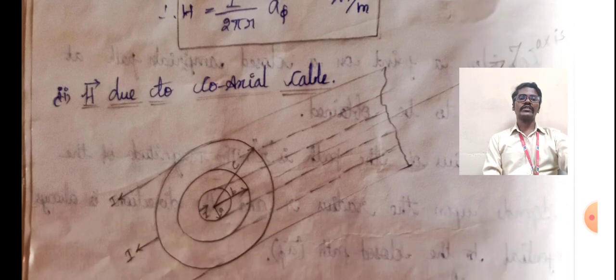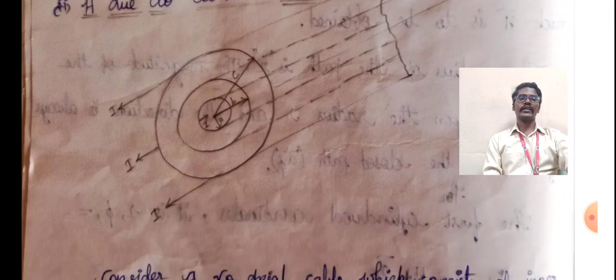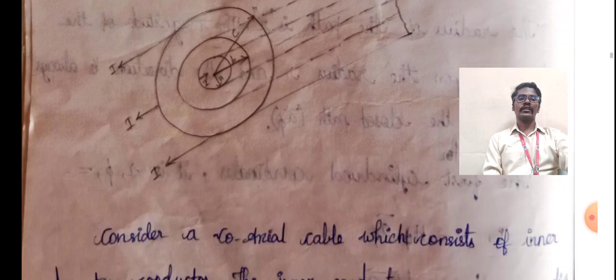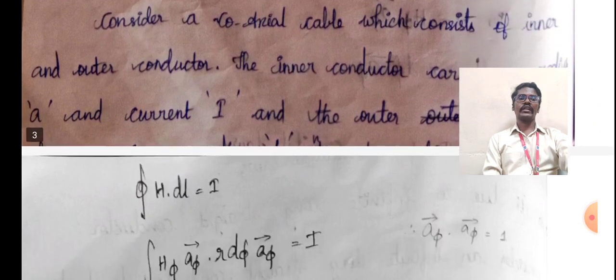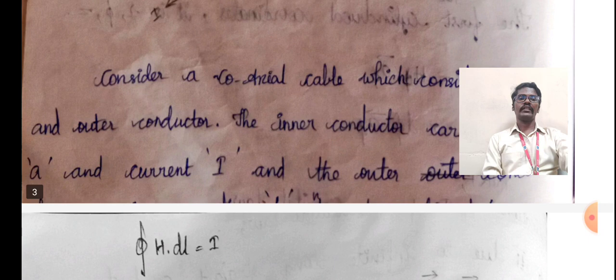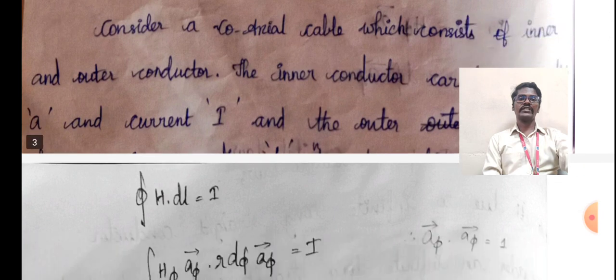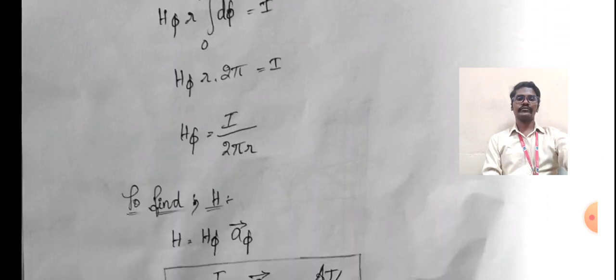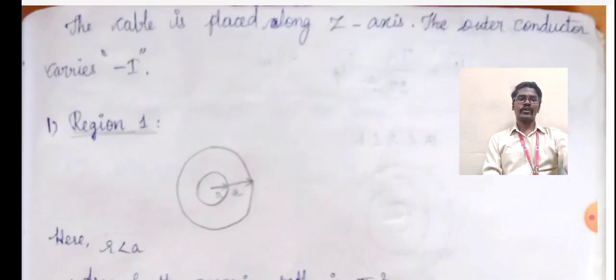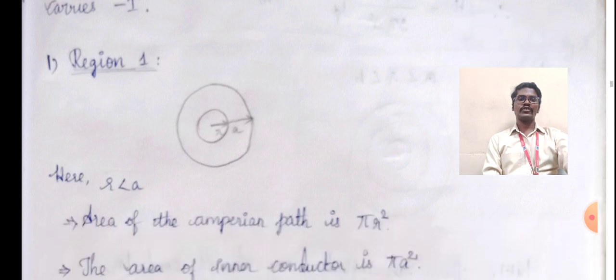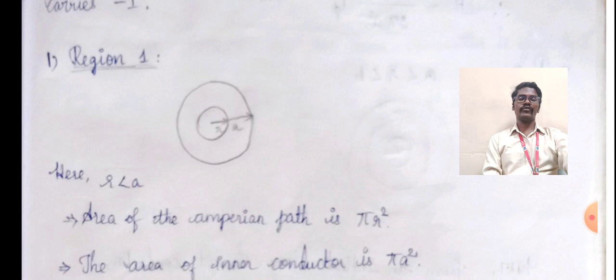Next, we are going to show the H vector due to a coaxial cable. We consider a coaxial cable which consists of an outer conductor and an inner conductor. The inner conductor carries a current I, and the outer conductor carries a current minus I, and the radii are a and b respectively. The cable is placed along the z-axis. Therefore we consider four regions.